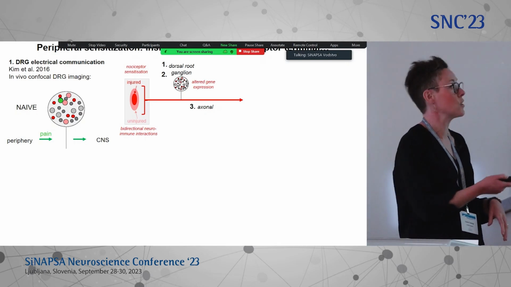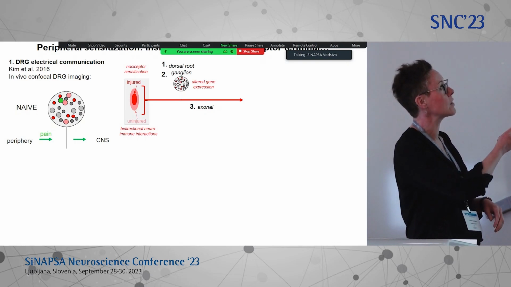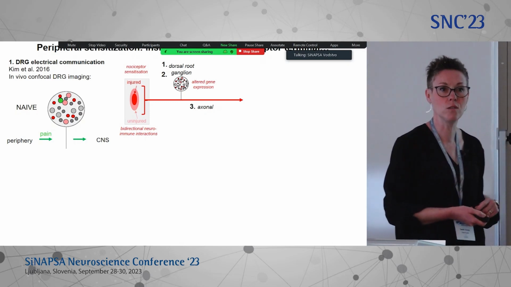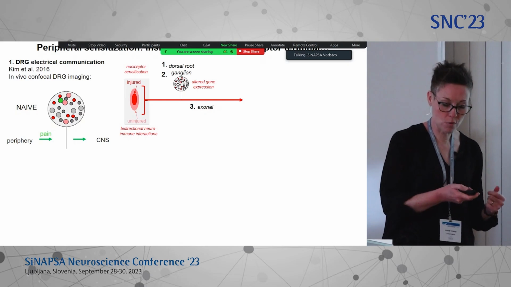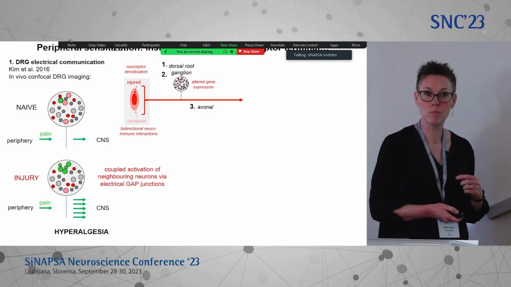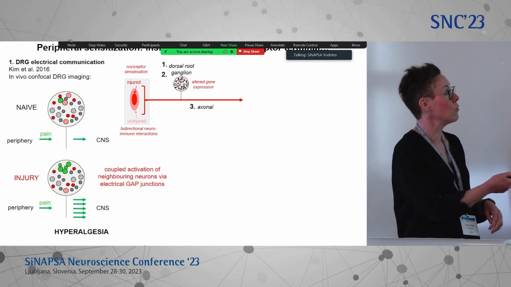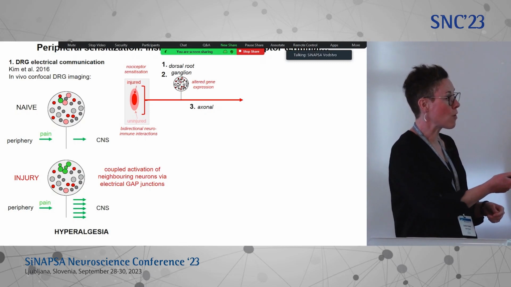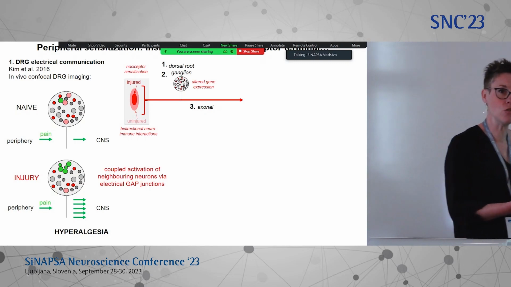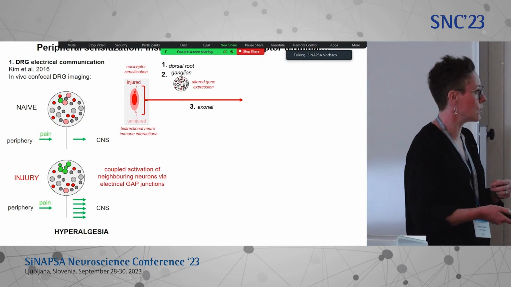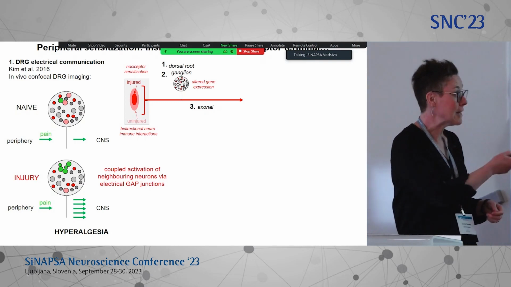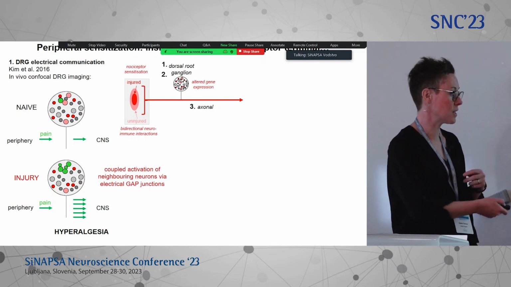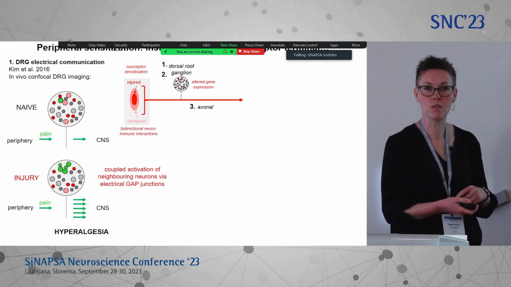So under normal conditions, a pain stimulus will activate given DRG neurons that then transmit that pain signal to the CNS. But really interestingly, following injury, that pain stimulus will activate those DRG neurons that then rapidly activate their neighboring neurons via electrical gap junctions. And you can see this is a really neat way to amplify the pain input to the central nervous system, and this is thought to contribute to hyperalgesia.